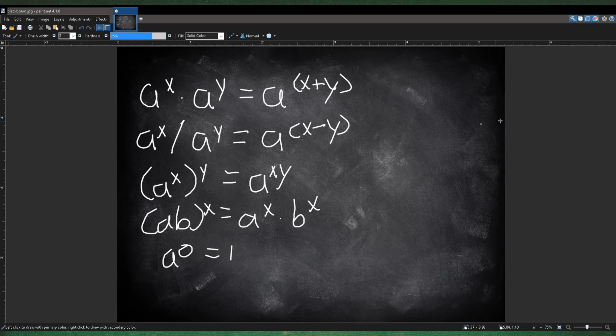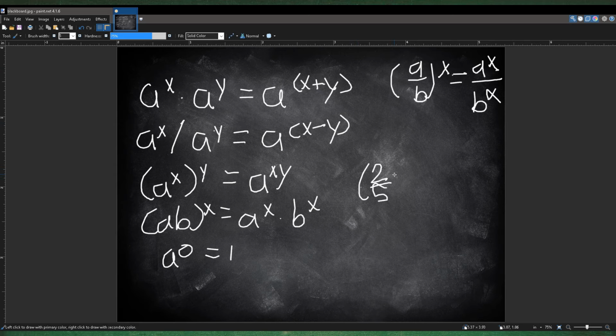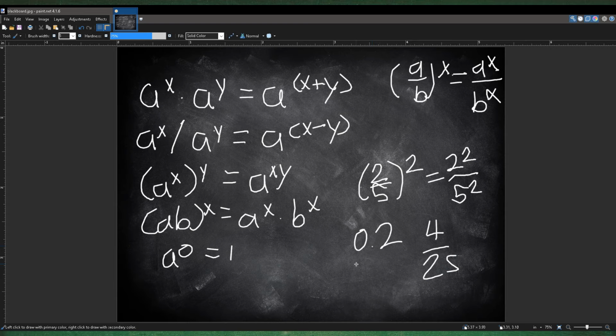Sorry, I forgot one, which is the power of a fraction rule, which says that if a is divided by b, instead of multiplied, and it's raised to the power of x, it's going to be the same as a to the power of x divided by b to the power of x. So what this is telling us is, let's say 2 over 5 to the power of 2 is the same thing as saying 2 to the power of 2 divided by 5 to the power of 2, which is just 4 over 25, right? Because think about it, this is 20%, so 0.2 times 0.2 is 0.04.